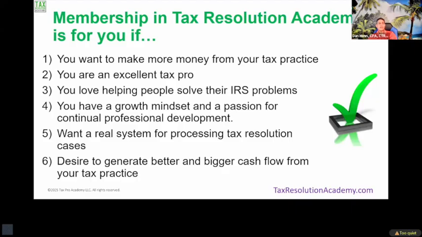So that makes membership in the Tax Resolution Academy for you if you want to make more money from your tax practice. You're an excellent tax pro. You love helping people solve their IRS problems. You have a growth mindset and a passion for continual professional development. You want a real system for processing tax resolution cases, and you desire to generate a better and bigger cash flow from your tax practice.